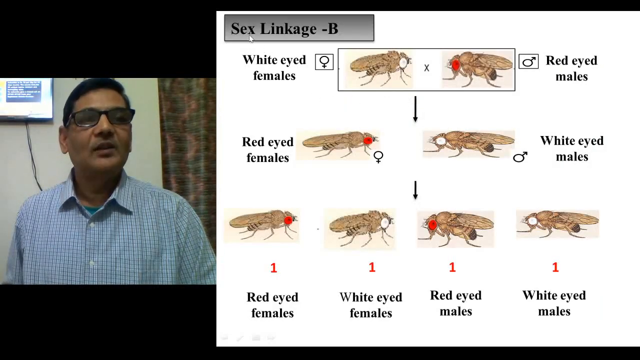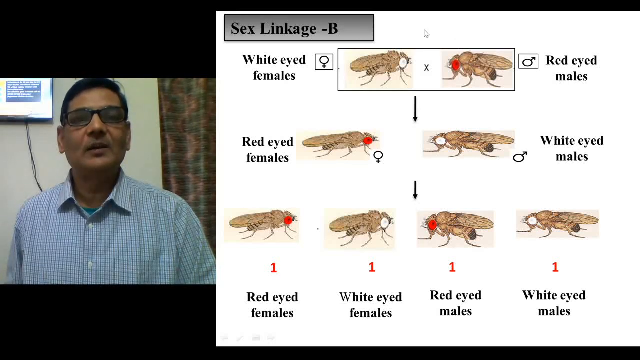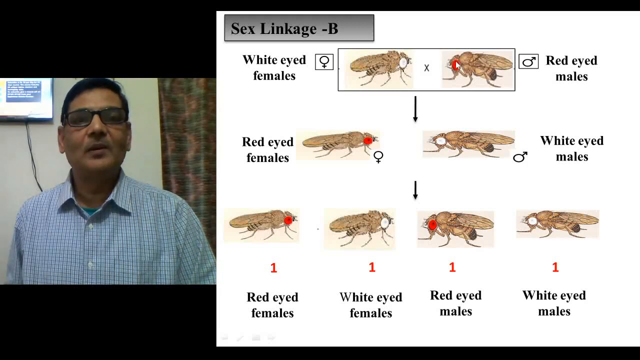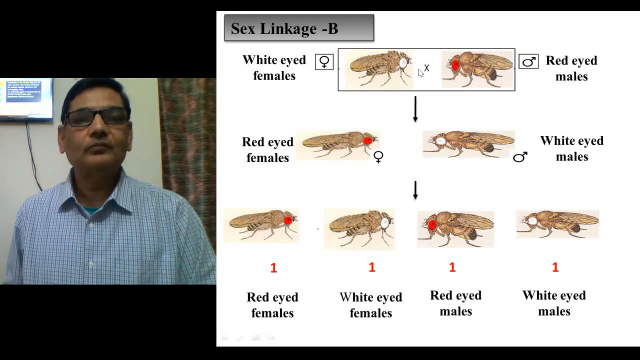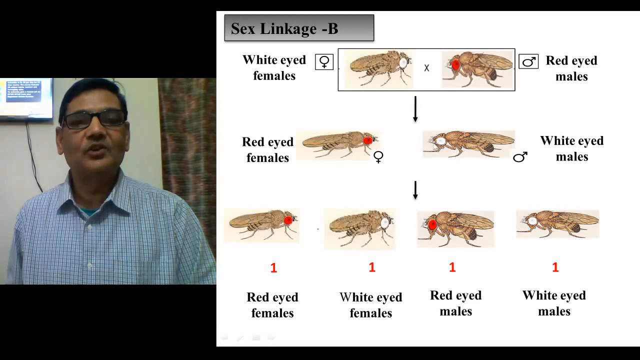Then one can also perform the reciprocal cross. In a reciprocal cross, you take a white-eyed female, and that female is crossed with a red-eyed male. Reciprocal cross means it is just the opposite situation. In the earlier case, you took a red-eyed female and crossed it with a white-eyed male. But here you cross a white-eyed female with a red-eyed male. So in the next generation, you will get red-eyed females and white-eyed males. So this means this kind of situation will be there.